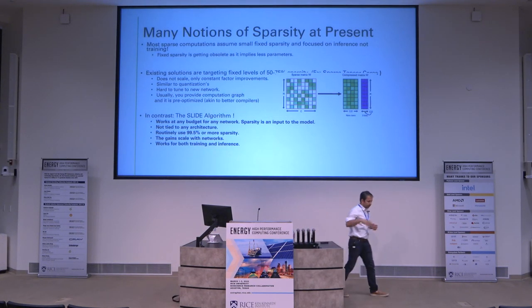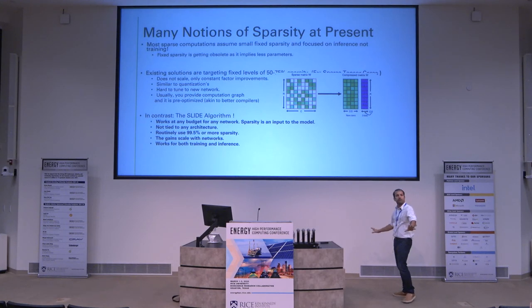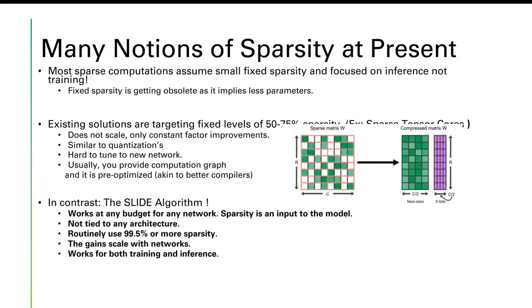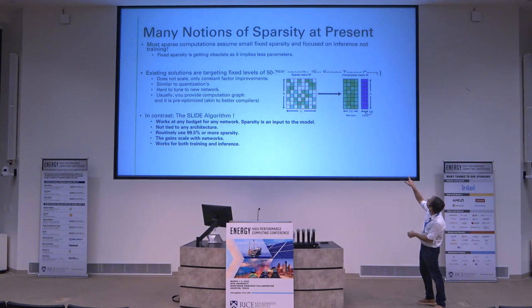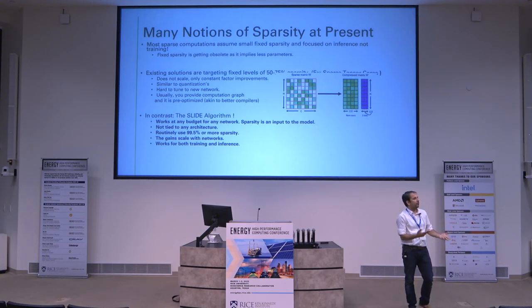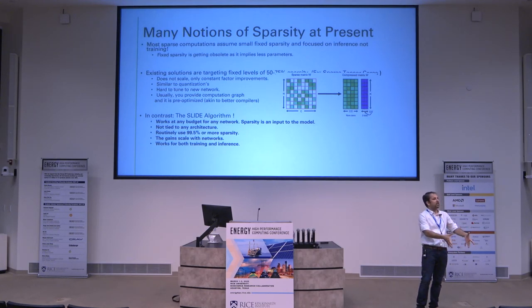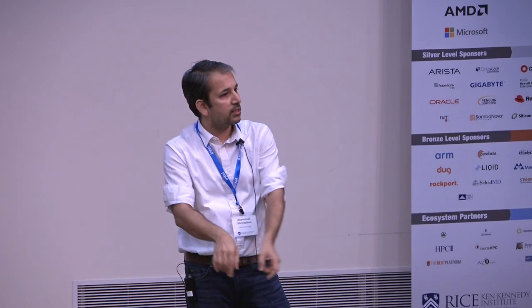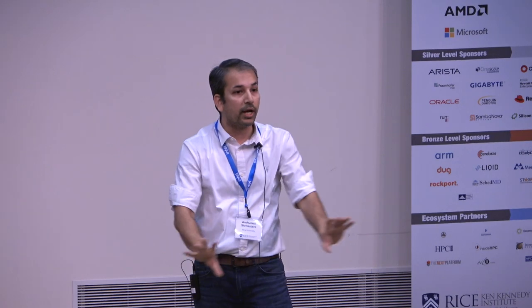Now, before I go and start showing you some results, there are many notions of sparsity at present, so we have to be careful about which is what. The most popular notion of sparsity assumes fixed sparsity, as in you prune the network, you throw away a lot of parameters, and then you assume that your model is sparse. But that's getting obsolete because it implies that you have fewer parameters. What is getting popular recently is sparse tensor cores. What they assume is that your network is something like 50 or 75% sparse. And when you give me a sparse matrix, I approximate the sparse matrix as a product of two small dense matrices using low rank approximation.